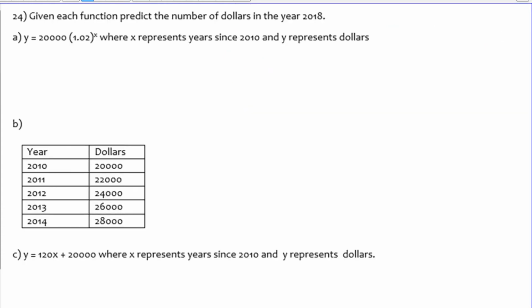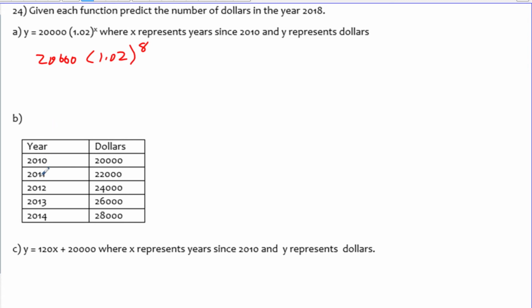Okay, problem number 24. Given each function, predict the number of dollars in year 2018. So in letter A, they're just giving us the function, and they specify that X represents the years since 2010, and Y represents the dollars. So if X represents the years since 2010, it's been 8 years since 2010 in the year 2018. So I'm going to say 20,000 times 1.02 to the 8th power. So again, we're using 8 because we're doing 8 years since 2010. I'll let you type this in your calculator and get the actual value.